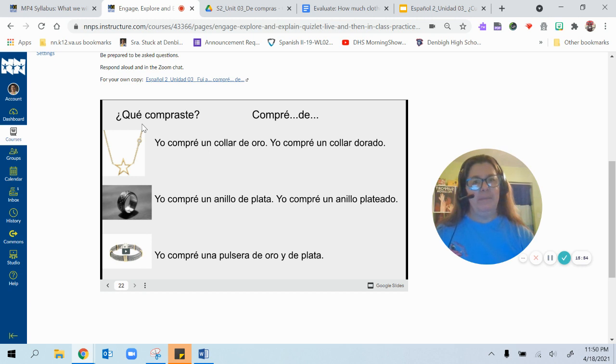¿Qué compraste? You pause and try to say it. Compré un collar de oro. Compré un collar dorado. ¿Qué compraste? Compré un anillo de plata. Compré un anillo plateado. Compré una pulsera de oro y de plata.